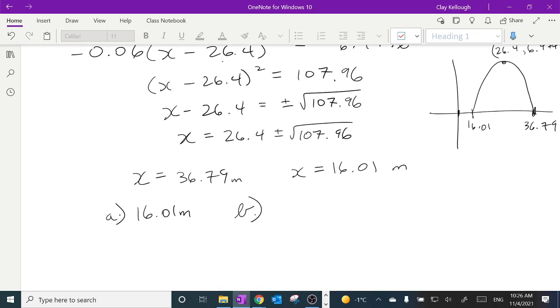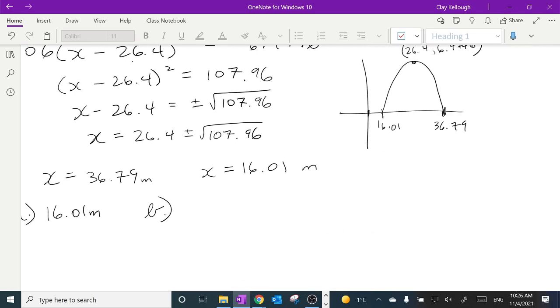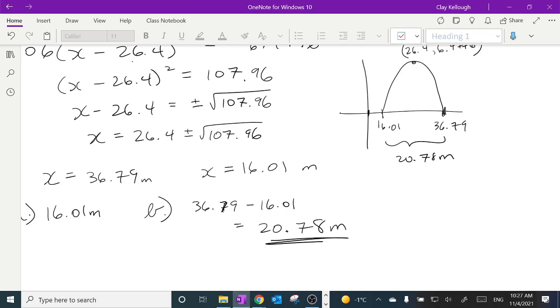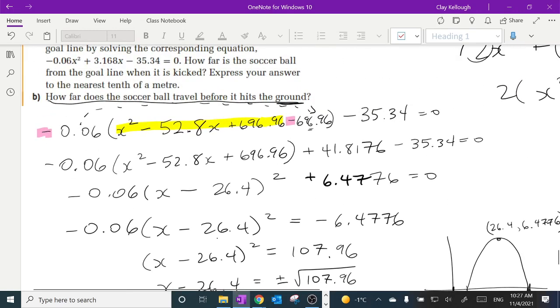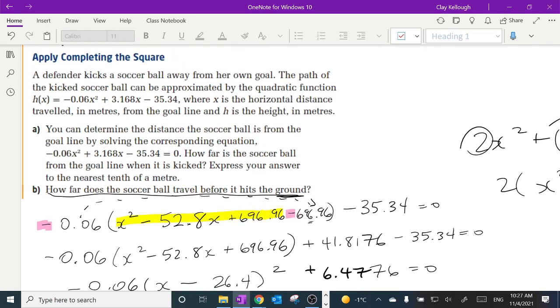So is that this number? No, how far it travels is the distance between them, right? So I'm going to say that that's 36.79 minus 16.01, which is 20.78 meters. That's how far it is from there to there. And there's the kind of question that you will for sure get next week on the test. An ugly complete the square where you got to use your calculator.